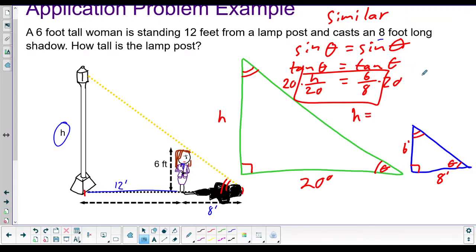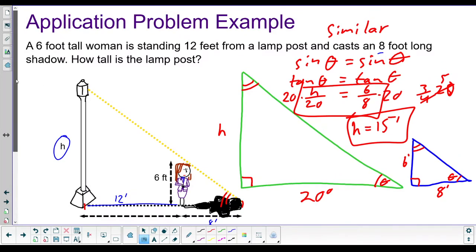4 goes into 20 five times. So it's 3 times 5. So this is 15 feet. So the height of our lamppost is 15 feet. Not too bad. So this is, I think, maybe the only really weird thing about triangles you might have forgotten.